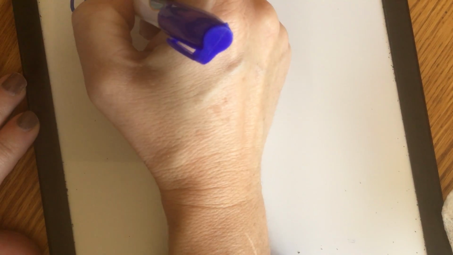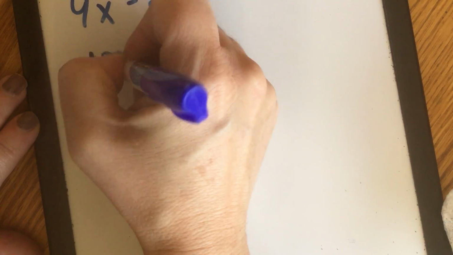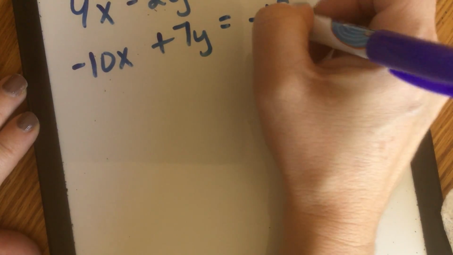And if you want to pause the video, this would be a good thing to try to do and see if you can do it on your own. Okay, so 4x minus 2y is equal to 12, and negative 10x plus 7y is equal to negative 18.